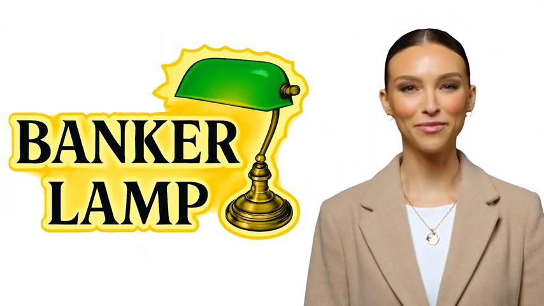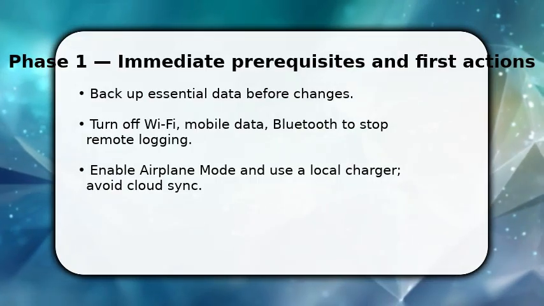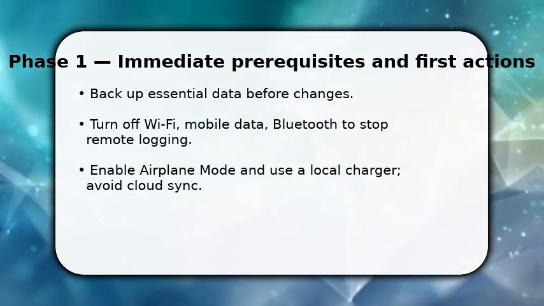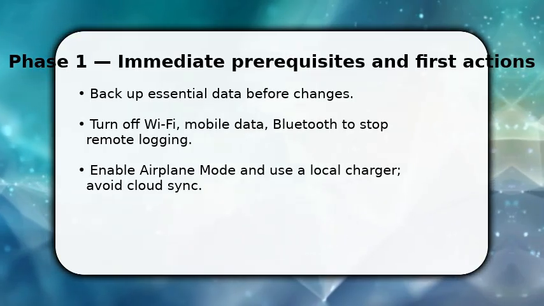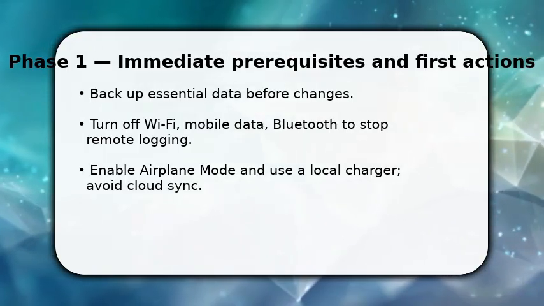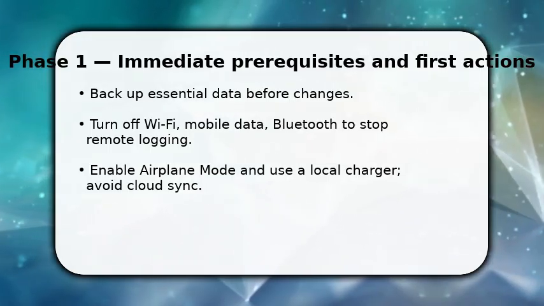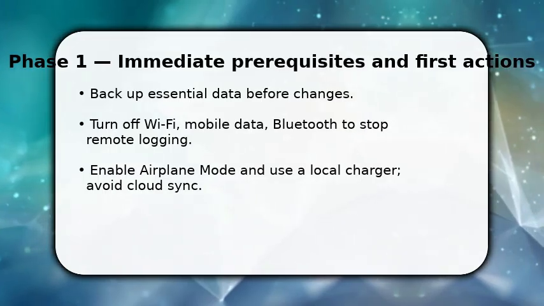Please enjoy the video. You begin by preventing new logs from being created. First, back up contacts and photos to local storage, not cloud. Once done, switch off Wi-Fi, mobile data, and Bluetooth so apps can't send logs. Put the phone into airplane mode and plug in a charger. You want a stable power state.